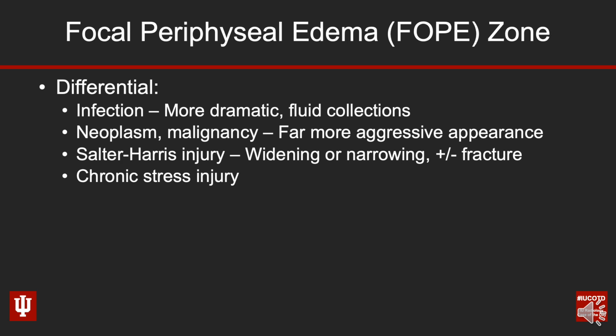Trauma, such as a Salter-Harris injury, can alter the appearance of the physis, though usually this causes widening or narrowing, and often with an associated vertical fracture rather than just focal edema. A chronic stress injury of the physis is more likely to demonstrate physeal widening and may be without periphyseal edema.